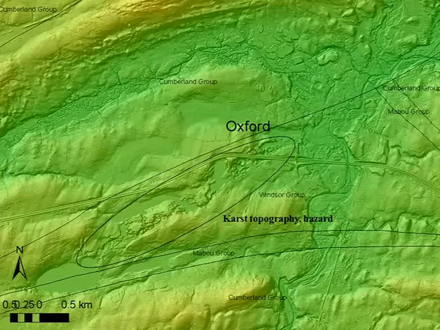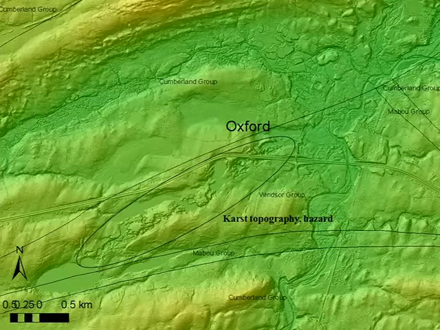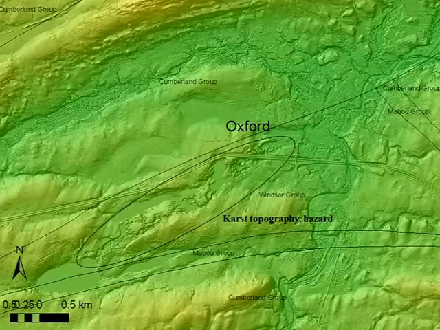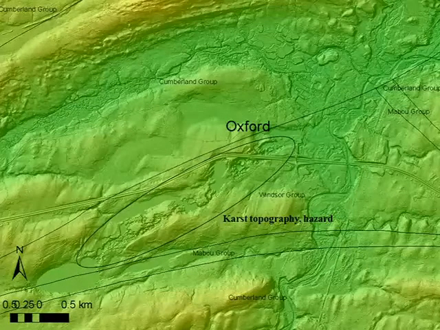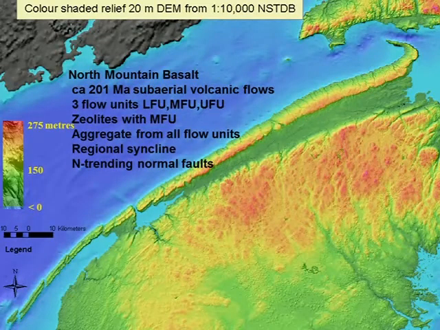So from a geohazard perspective, from looking for limestone-hosted mineral deposits and so forth, the LiDAR will quickly allow you to identify things like karst topography. Just a couple more on the North Mountain.